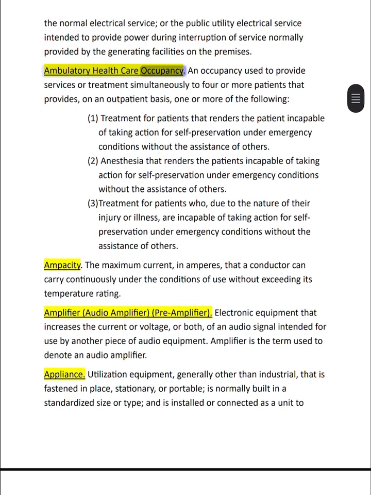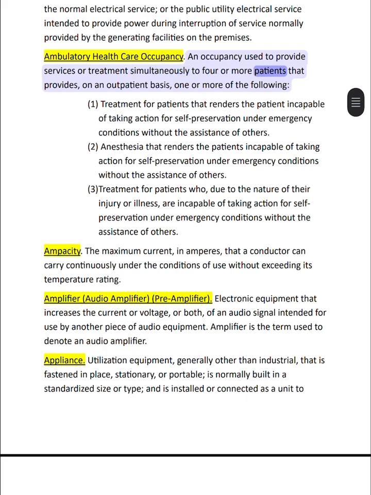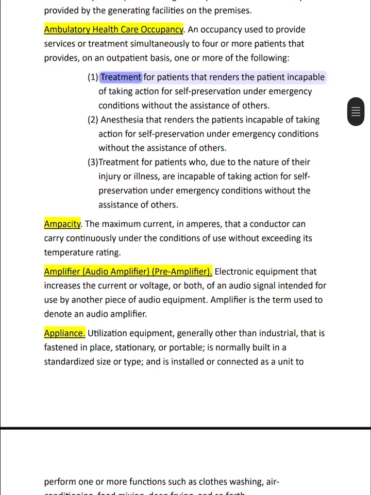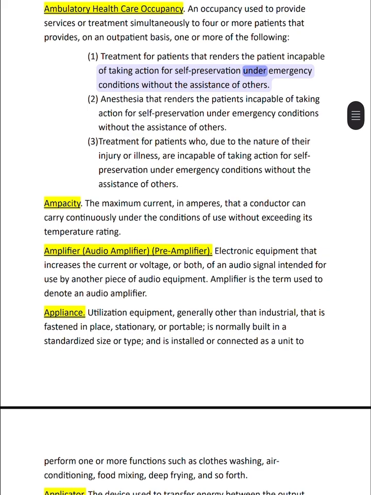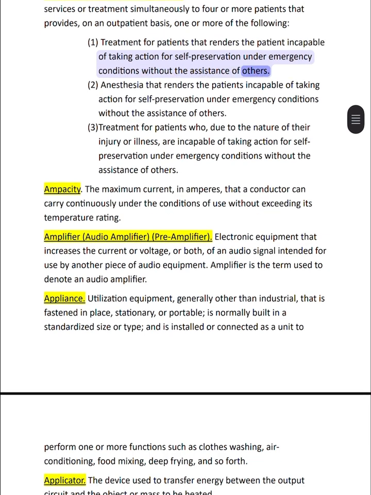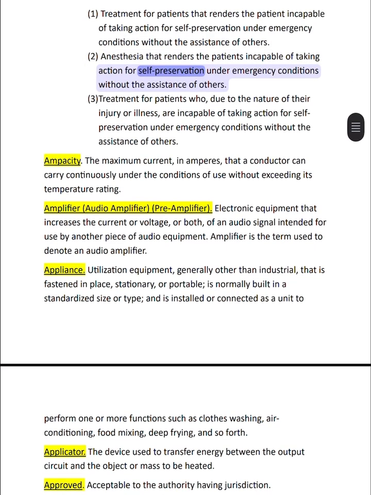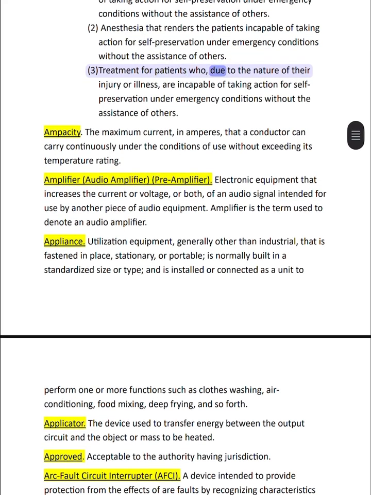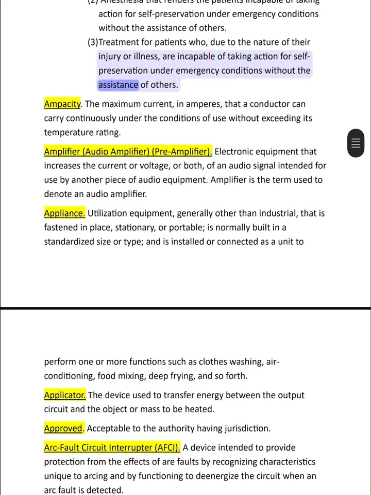Ambulatory health care occupancy: an occupancy used to provide services or treatment simultaneously to 4 or more patients that provides, on an outpatient basis, one or more of the following. 1. Treatment for patients that renders the patient incapable of taking action for self-preservation under emergency conditions without the assistance of others. 2. Anesthesia that renders the patients incapable of taking action for self-preservation under emergency conditions without the assistance of others. 3. Treatment for patients who, due to the nature of their injury or illness, are incapable of taking action for self-preservation under emergency conditions without the assistance of others.